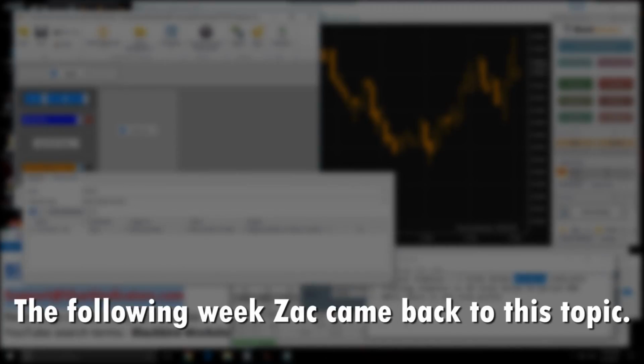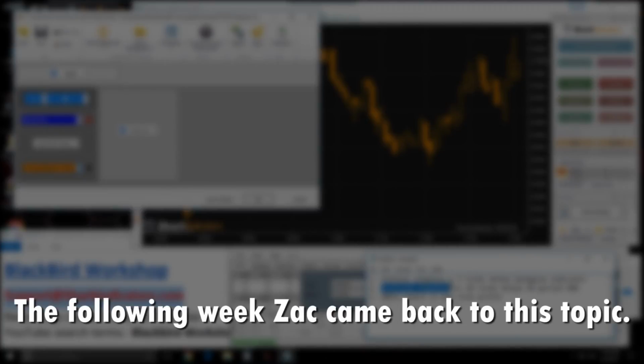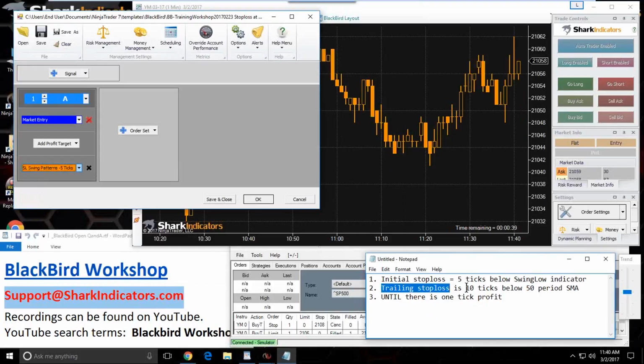All right, so the question we had last week, the part that was in question, is the trailing part here. We want to trail the stop loss 10 ticks below the 50 period SMA. Let's shorten that up, the SMA 50. And then here's the part that needs a revision: until there's one tick of profit.